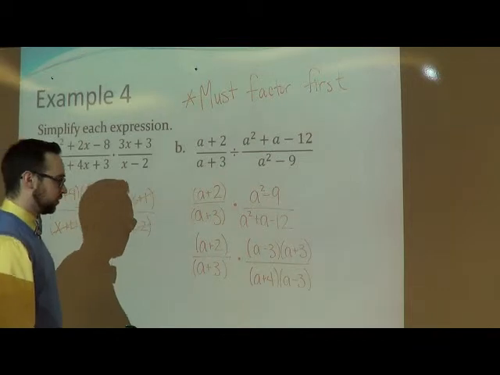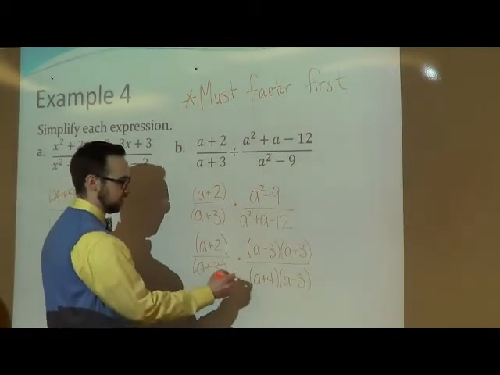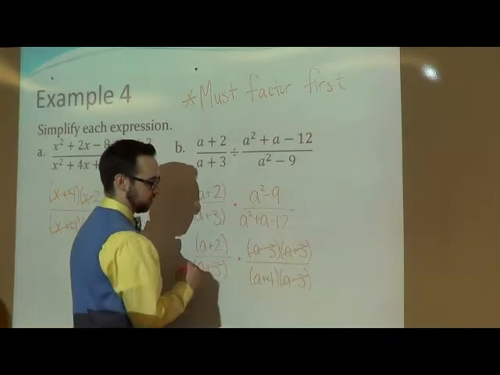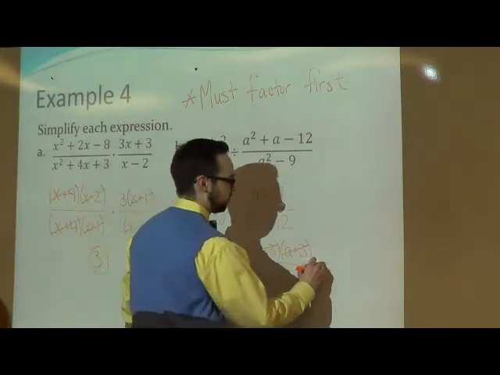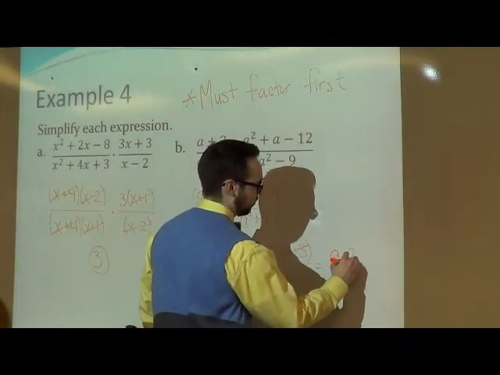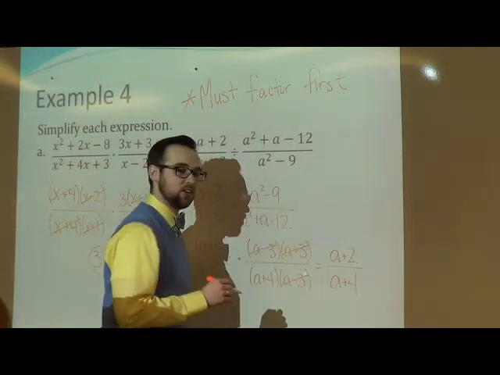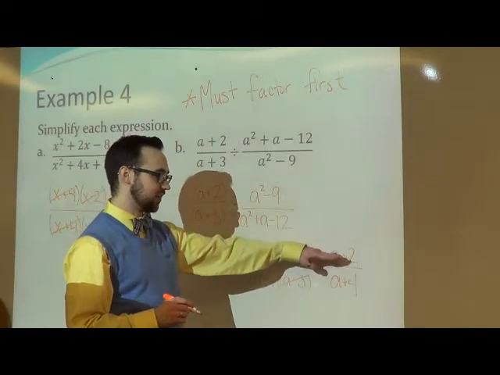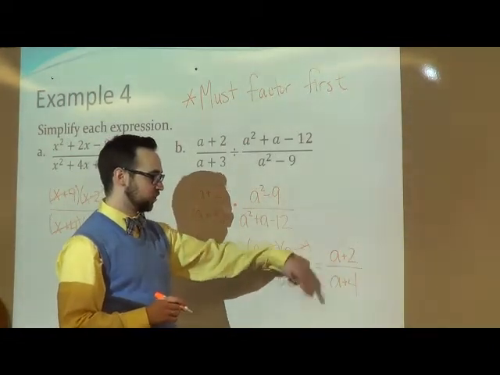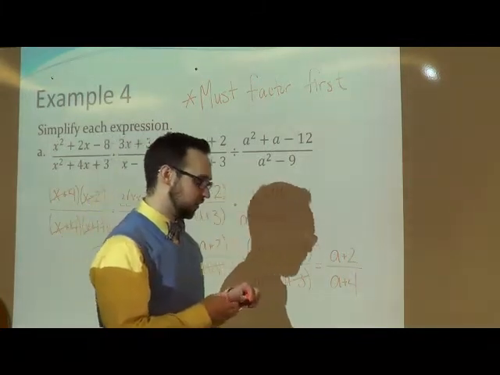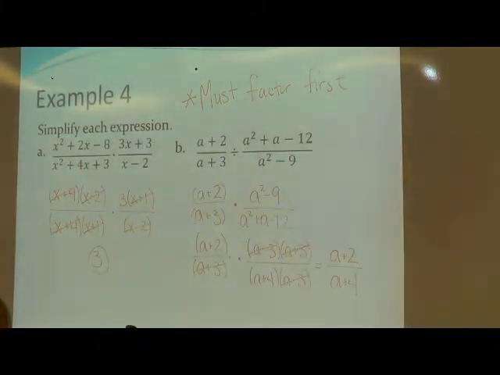So what can we cross-reduce? The a plus 3 down here with the a plus 3 over here. The a minus 3 and the a minus 3. So we're left with a plus 2 all over a plus 4. I cannot reduce these. They're added. I cannot say a over a is 1, 2 over 4 is 1/2. It doesn't work that way. You cannot do anything else. That is your final answer, is that one right there.